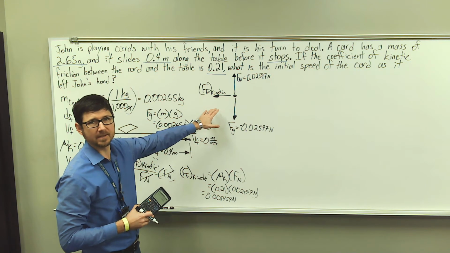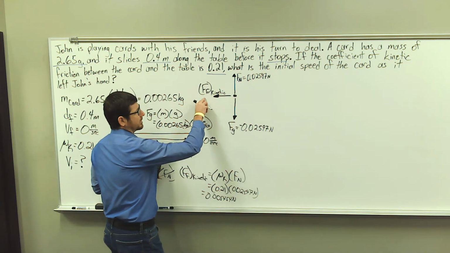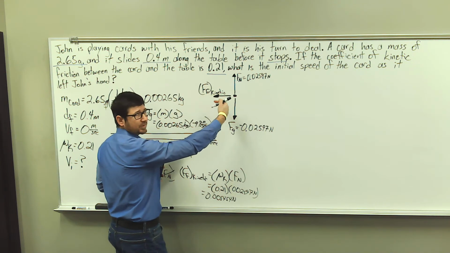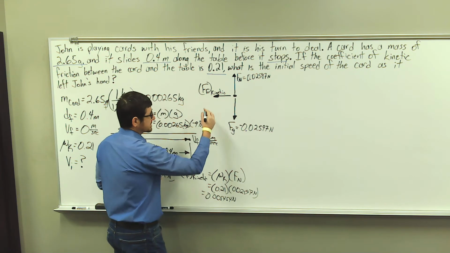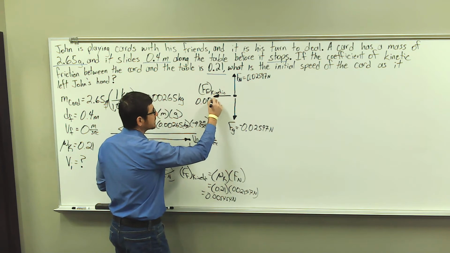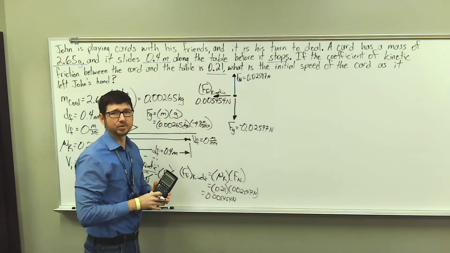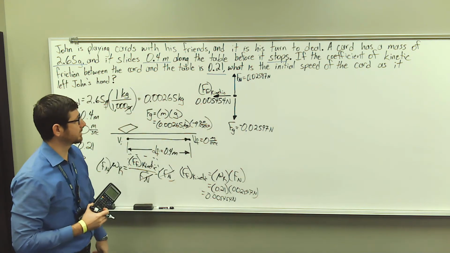We need to take a look at our free body diagram here. And our vector here is opposing motion, so the kinetic friction force is pointing in a negative x direction. So let's go ahead and fill in that value. And we have units of newtons, so please do not forget to put your units of newtons on there.